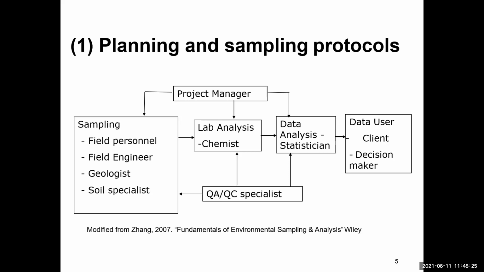Okay, and then the last one is the QA and QC specialist. The last one is verified by the quality assurance specialist. Okay, this is the planning and sampling protocol of the environmental sampling. Okay, any problems from this flowchart? Anyone?